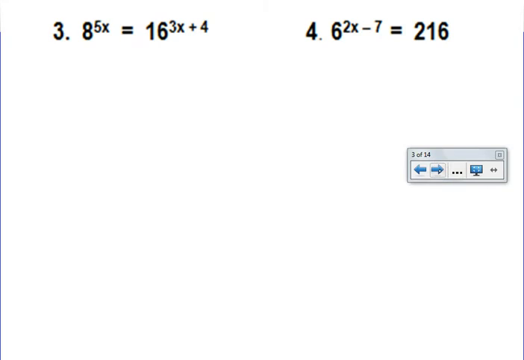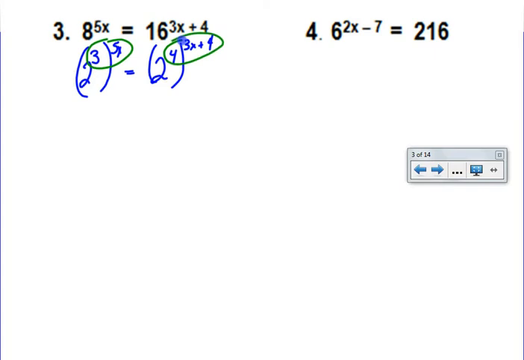Okay, number 3, we have an 8 and we have a 16. And think about it for a little bit, but their common base is going to be a 2 again. They're not always going to be a 2, we just happen to have a few 2's here. So 8 is really 2 to the 3rd, taken to the 5x, and 16 is really 2 to the 4th, taken to the 3x plus 4. So again, multiply your powers together, and don't forget to distribute over here. We've got 2 to the 15x equals 2 to the 12x plus 16.